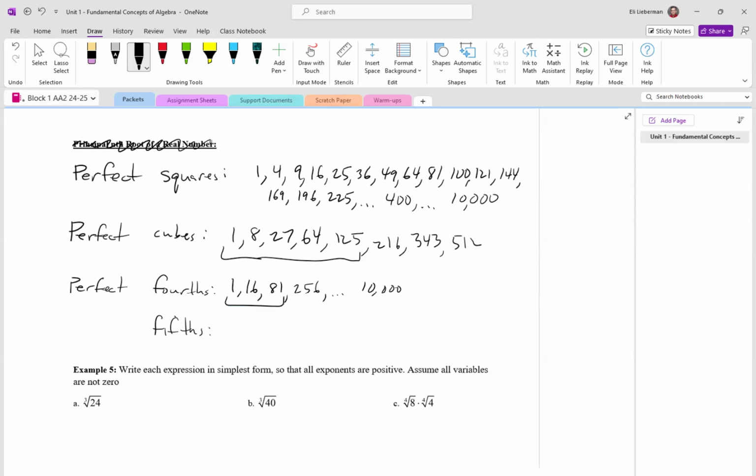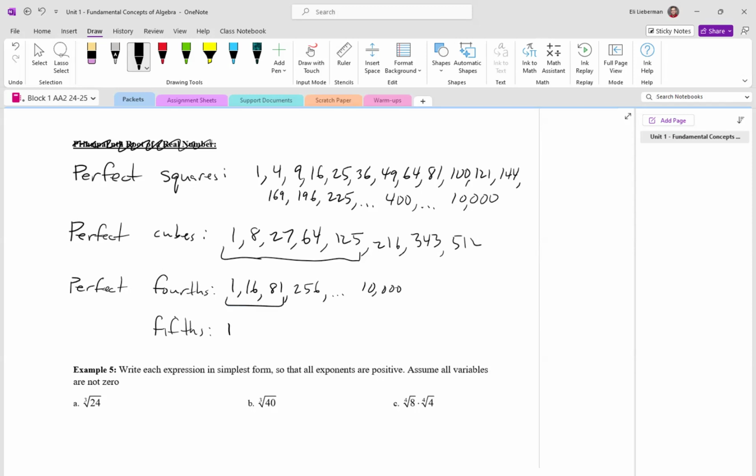And Kara, I liked what you said, that these numbers can be constructed from looking at the squares and just squaring them, right? 16, 81, 256, 625. That was really nice.